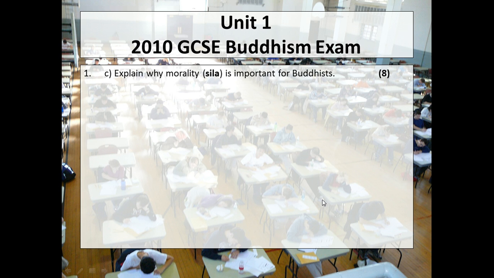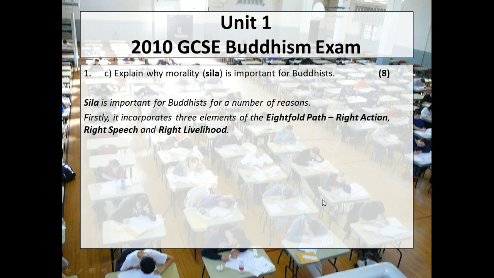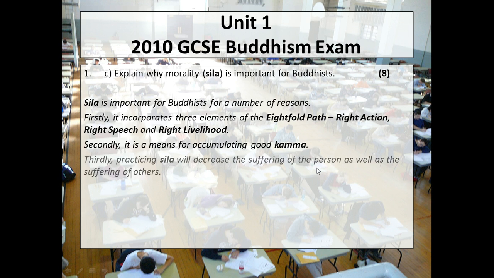So the next question: explain why morality, Sila, is important for Buddhists. Sila is important for Buddhists for a number of reasons. So that's starting in the same way. Firstly, it incorporates 3 elements of the Eightfold Path: right action, right speech, and right livelihood. Secondly, it is a means for accumulating good karma, which is something you can include in many exam answers. Thirdly, practicing Sila will decrease the suffering of the person as well as the suffering of others. So acting in a moral way will bring benefit to you as well as benefit to other people.